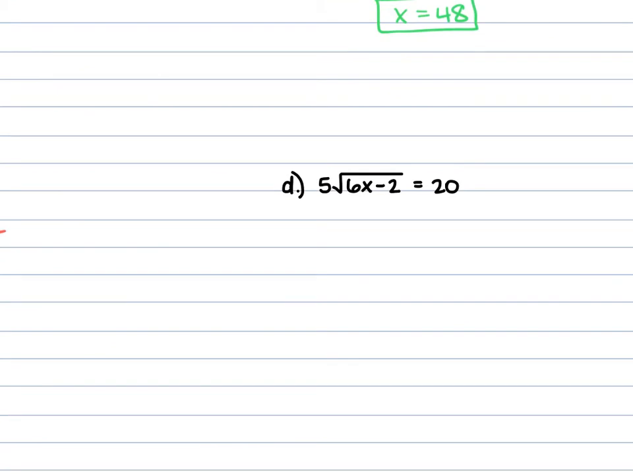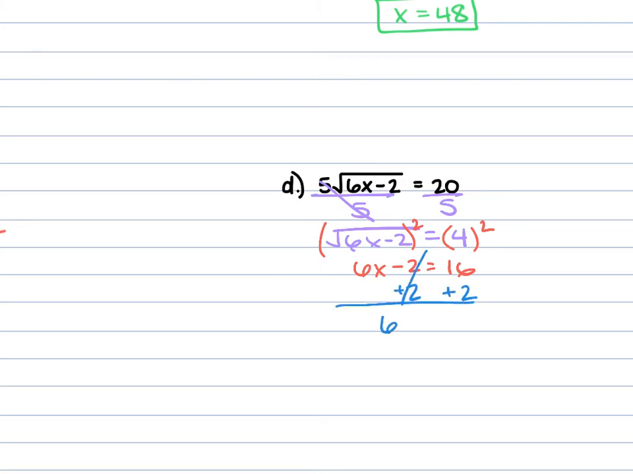For D, we have 5 times the square root of 6x minus 2 is equal to 20. So we're going to divide each side by 5. We have the square root of 6x minus 2 is equal to 4. We square both sides. We have 6x minus 2 is equal to 16. Add the 2 to both sides. So 6x is equal to 18. And then divide by 6 to get that x is 3.